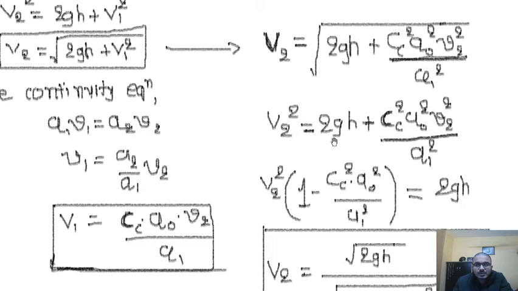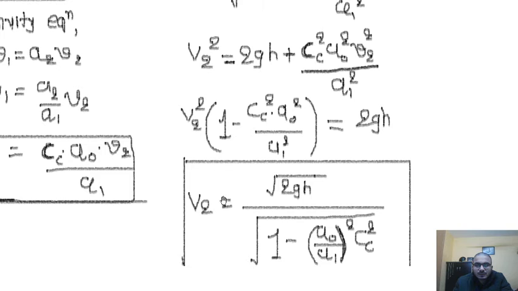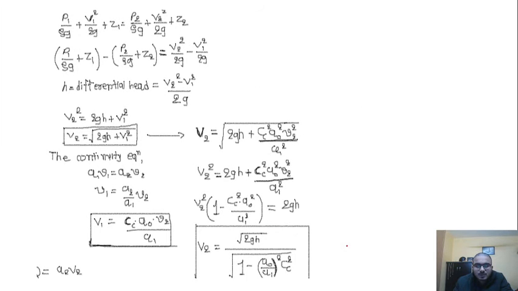So V2 square is equal to 2gh plus Cc square A0 square V2 square upon A1 square. On the left hand side we have V2 square, and on the right hand side in the second term we have Cc square A0 square V2 square upon A1 square. Once we take V2 square common, we have this term in the bracket, and we can make V2 the subject of this equation and obtain its value. So finally we have obtained the value of V2, that is the velocity at the vena contracta section.